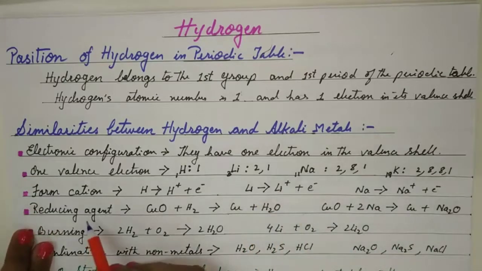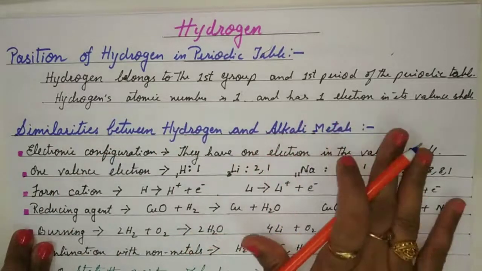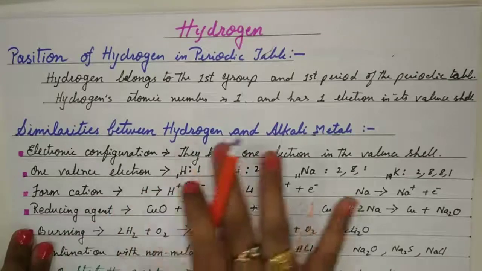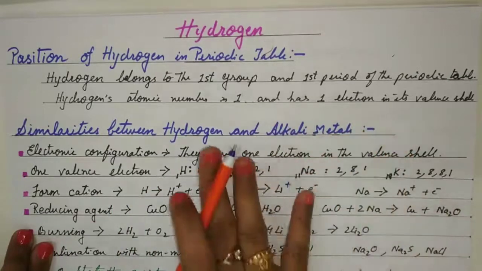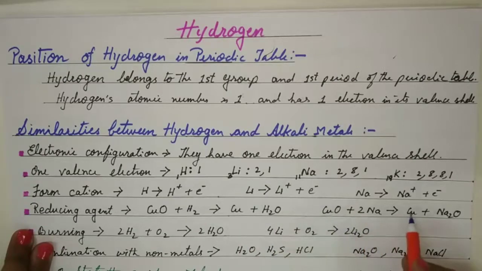Right. Then the reducing nature. Actually, reduction means removing oxygen, which is very important to understand. There are many details about oxidation and reduction, which I'm going to do probably in the next video. But in this video, as it is told, reducing nature, we all know metals are good reducing agents. So is hydrogen. So copper oxide with hydrogen will give you copper and water. Just like with sodium, it gives you copper and sodium oxide.